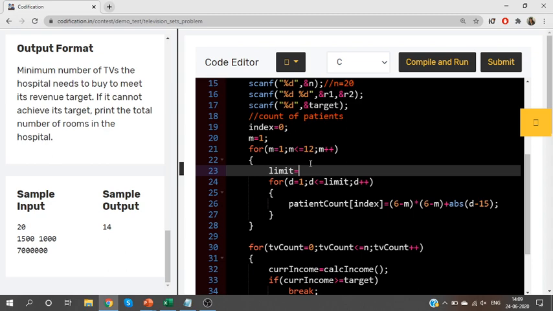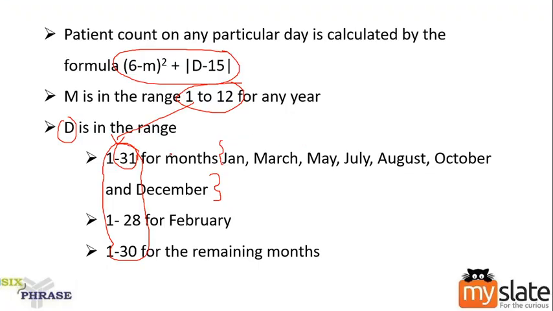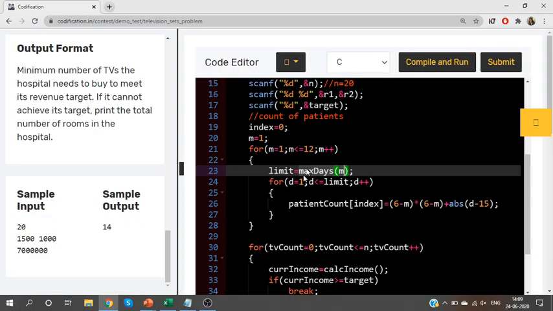What does this limit indicate? Maximum days in that month. Limit is nothing but the maximum days in that month. What do I mean by that? If I consider January, maximum days is 31. If I consider February, maximum days is 28. If I consider March, maximum days is 31. So the limit value will change each time, and it is up to us to find the limit value.